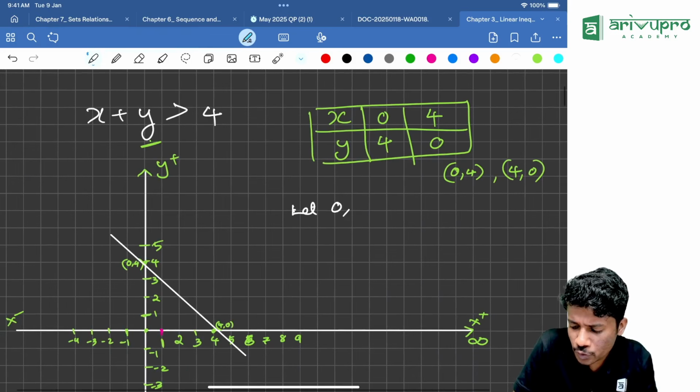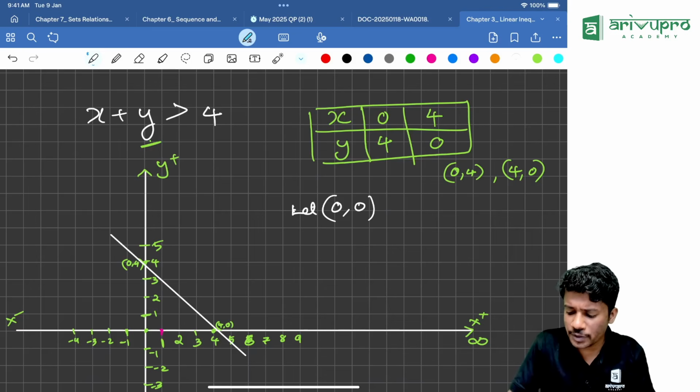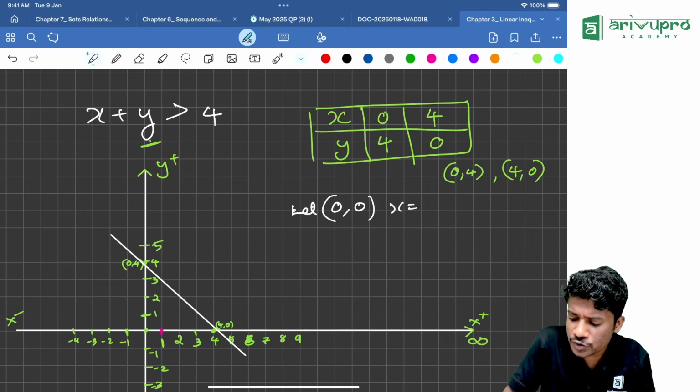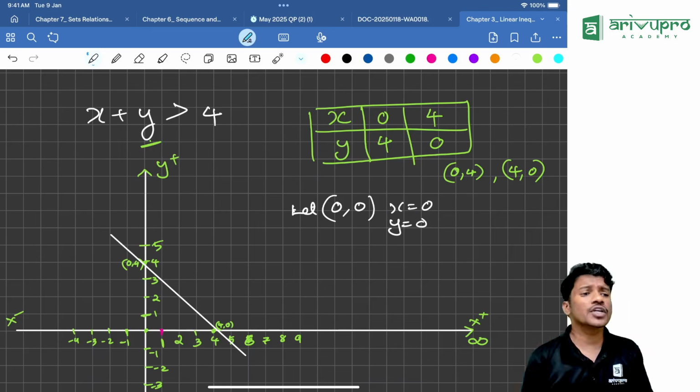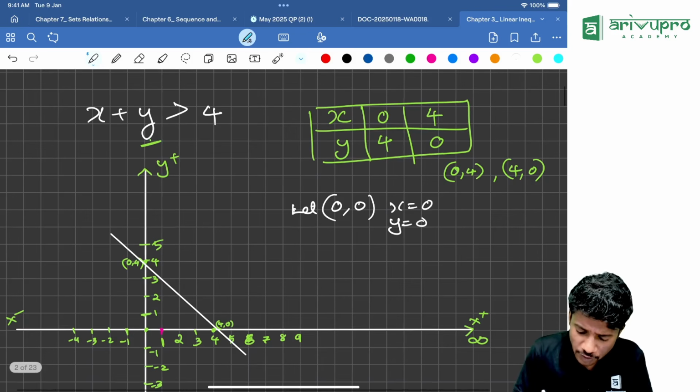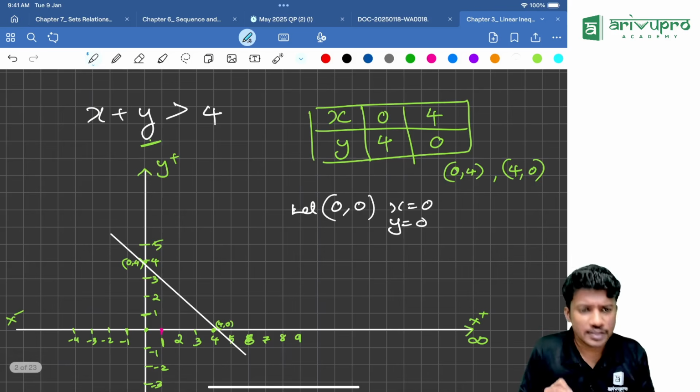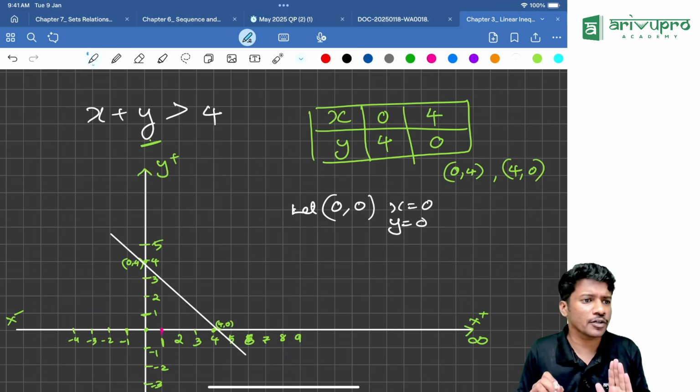point is equal to 0, comma 0. 0, comma 0 means what? X is equal to 0. Y is equal to what? 0. That means the point will be over where? Origin. That point will be origin. We are assuming a point called origin.